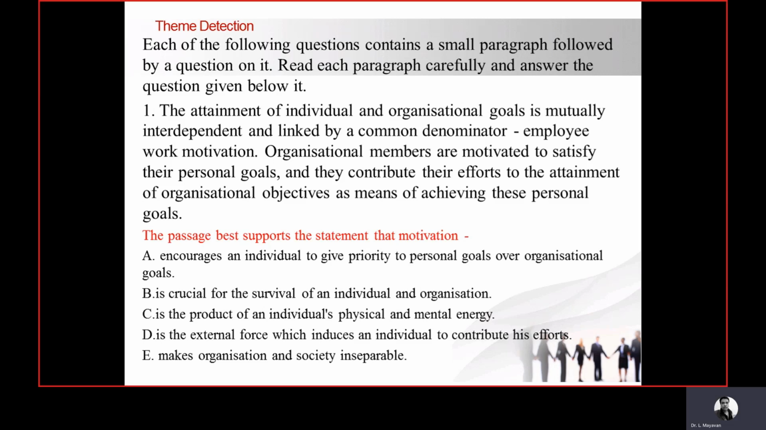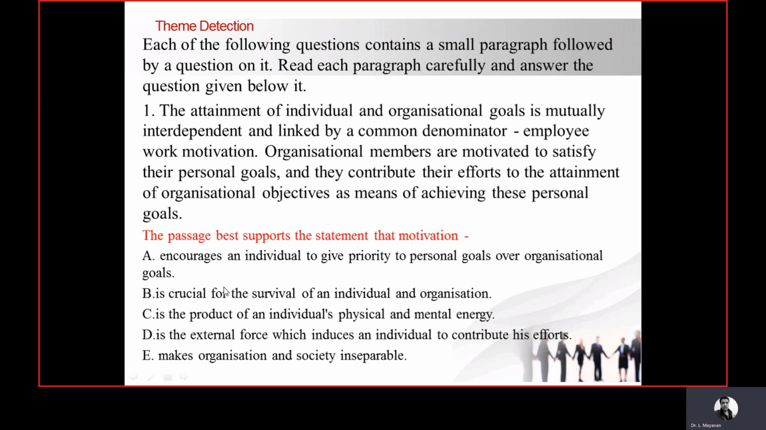Now let us consider the passage. The attainment of individual and organizational goals is mutually interdependent and linked by a common denominator: employee work motivation. Organizational members are motivated to satisfy their personal goals, and they contribute their efforts to the attainment of organizational objectives as a means of achieving these personal goals. So, what is the exact theme conveyed out of this paragraph?